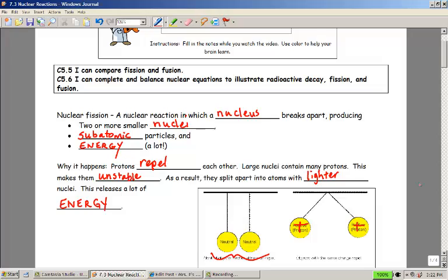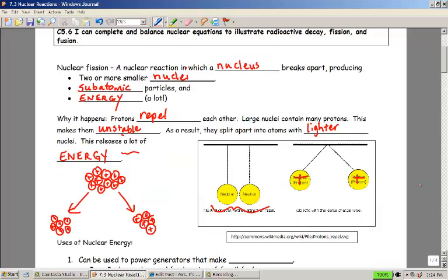other. In elements that have large nuclei, that is the heavier elements, they contain many protons, so there are very strong repulsive forces. As a result, this makes them unstable. And as a result of that, they split apart into atoms that have lighter nuclei, and this releases a lot of energy. So picture this.